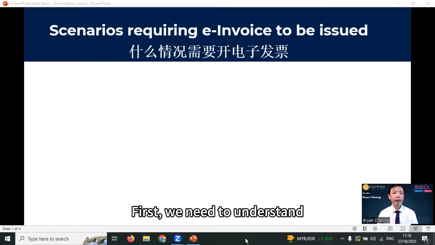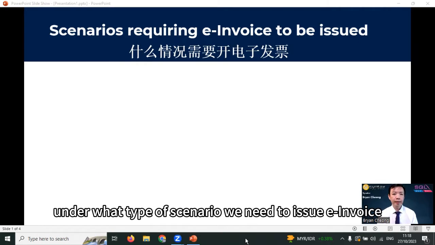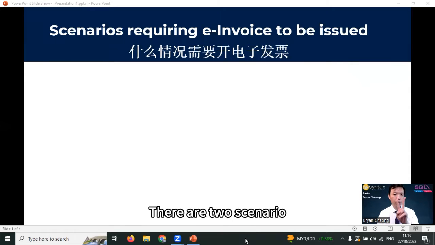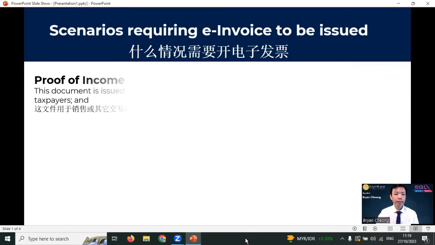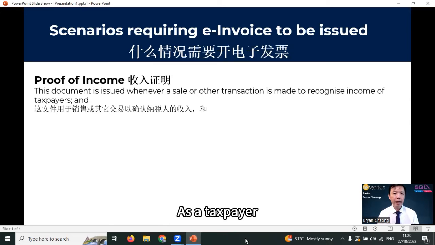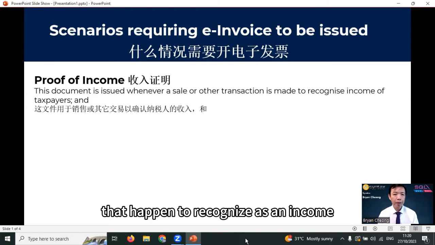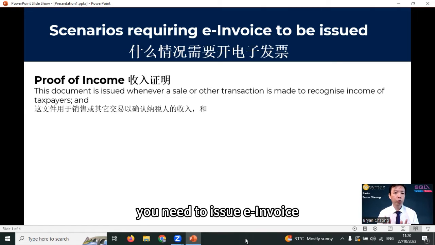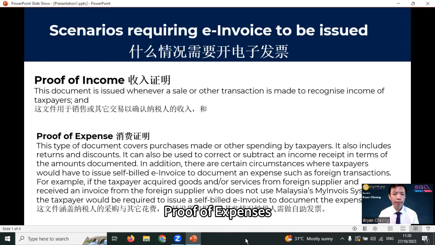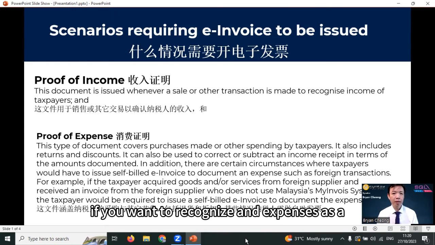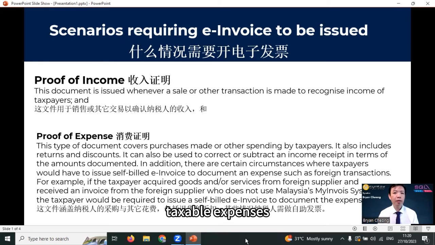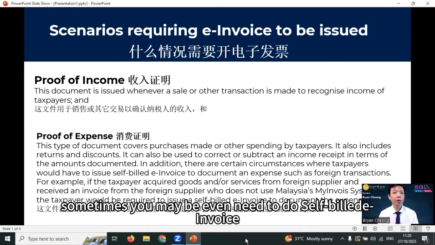Let's begin. First, we need to understand under what type of scenario we need to issue e-Invoice. There are two scenarios. The first one will be proof of income. As a taxpayer, whenever a sales or other transaction happens that is recognized as income, you need to issue e-Invoice. Second, proof of expenses. If you want to recognize an expense as a taxable expense, then you need to have the e-Invoice from your supplier. Sometimes you may even need to do a self-billed e-Invoice.